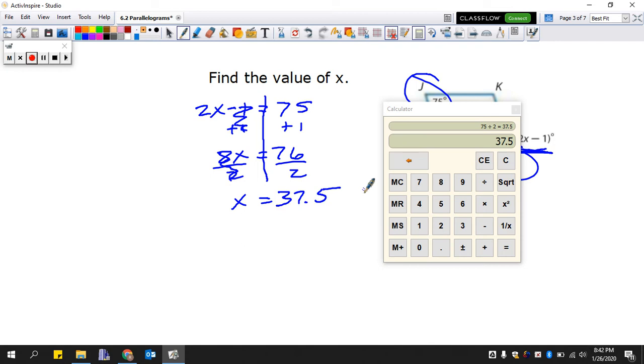Oops. Wait a minute. No, it's not. I did 75. So let's erase that. Let's see here. 76 divided by 2 is 38. So x is equal to 38.